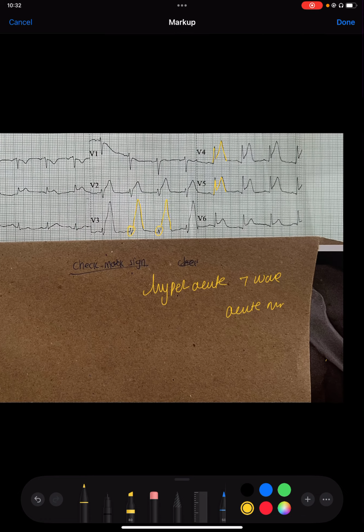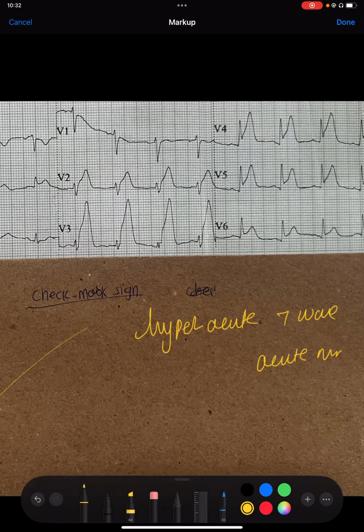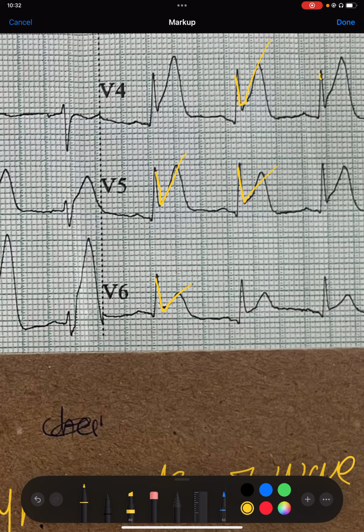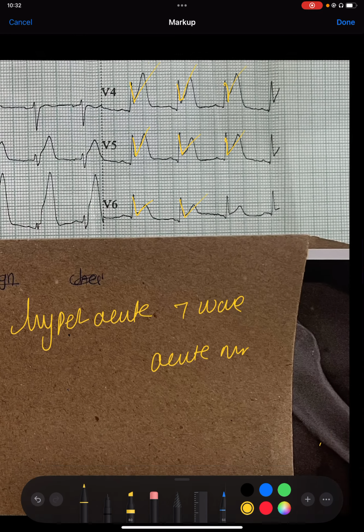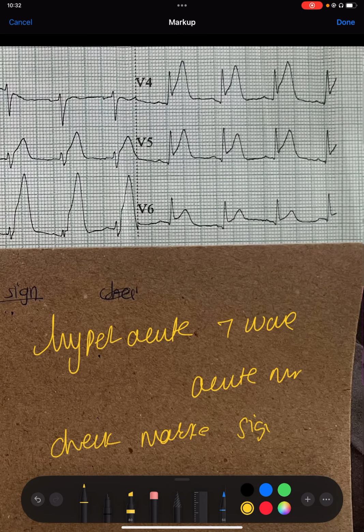And the second thing we can see is a check mark sign. Just see how this sign is. This is like someone had checked the answers. So this is the check mark sign, which suggests that this is MI, acute myocardial infarction. So there are two very beautiful findings: the check mark sign and hyperacute T waves. And we can very nicely make out ST elevation.